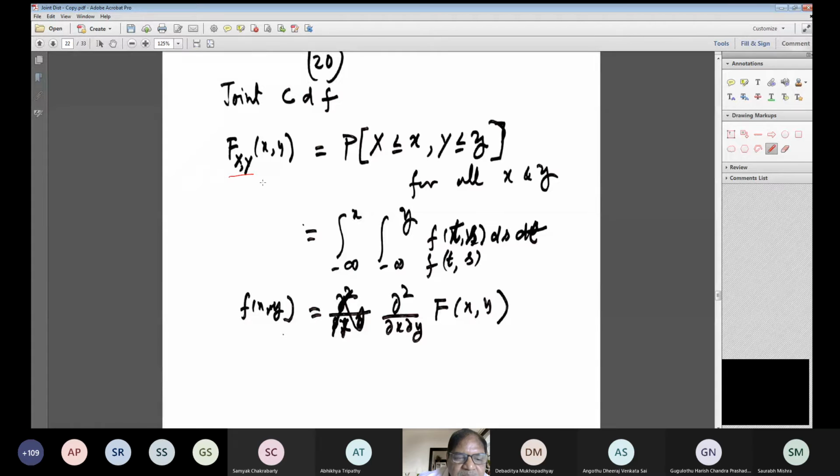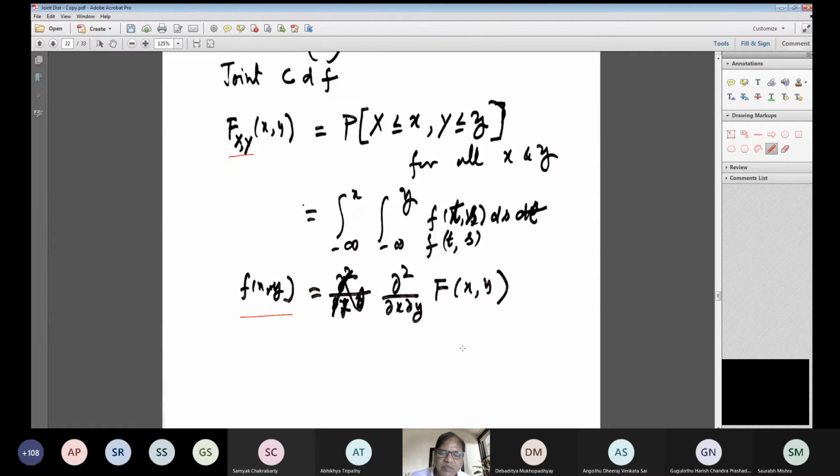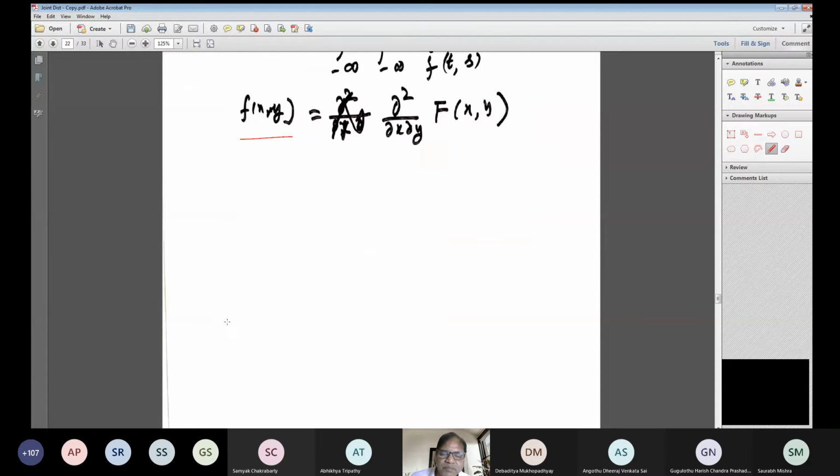So if these can be differentiated with partial derivatives, if you take the partial derivative with respect to x and with respect to y, then you get the joint density. So all the other concepts will come, whether the function is differentiable or not, the concept of partial derivative will come. But in most of the cases, if you have the joint CDF, you can find out the joint density function.